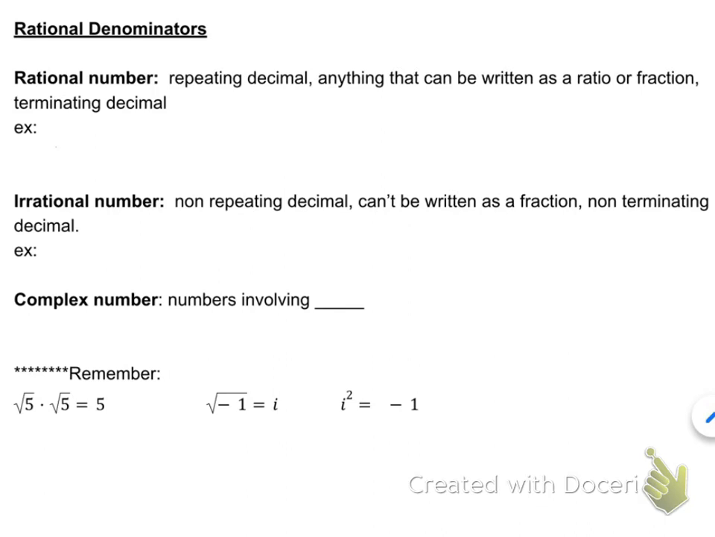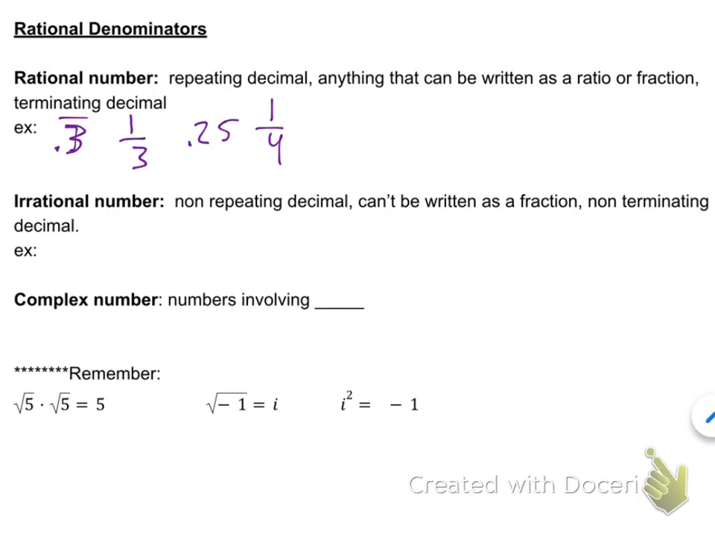So, 0.3 repeating. That's a repeating decimal. What would we actually use as a fraction for that? Well, you use 0.3333. That's still a repeating decimal. What's the fraction? 1/3. We can use 0.25 because 0.25 is the same as 1/4. Those are all what we call rational numbers. Okay?